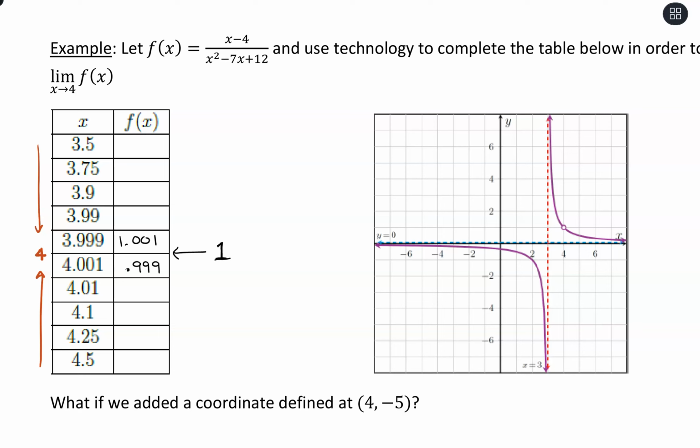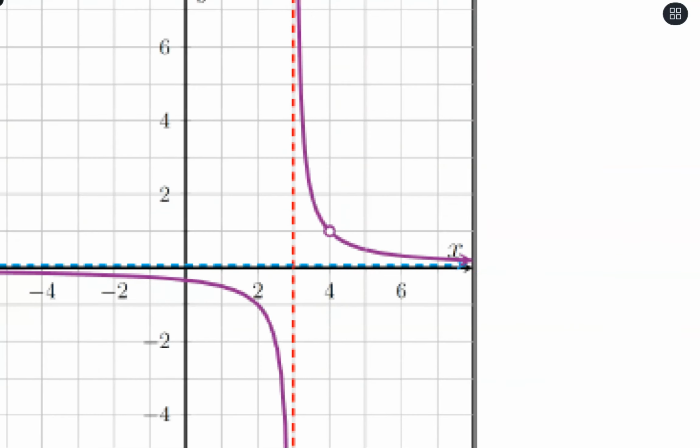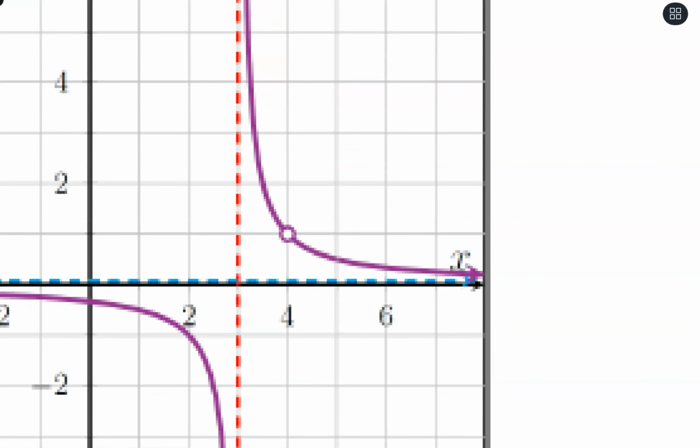So that's making me think that this limit of our function as x approaches 4 is going to be equal to that output of 1 that we're missing. And we could see that with the graph over here. So we're getting closer and closer to 4 on the left-hand side, on the right-hand side, and where they're meeting up, is that hole in the graph, which is occurring at y equals positive 1.